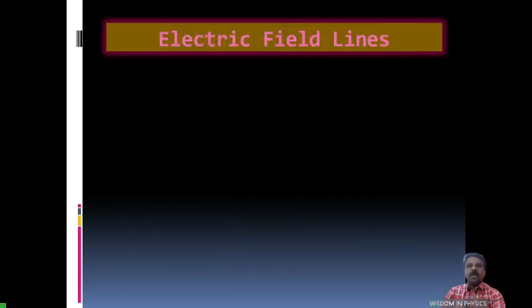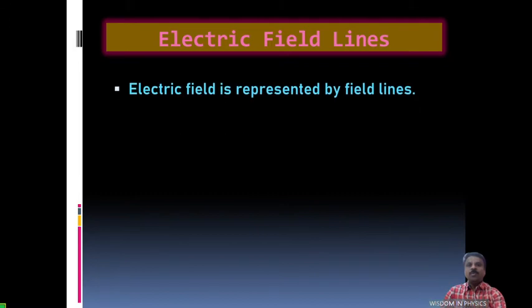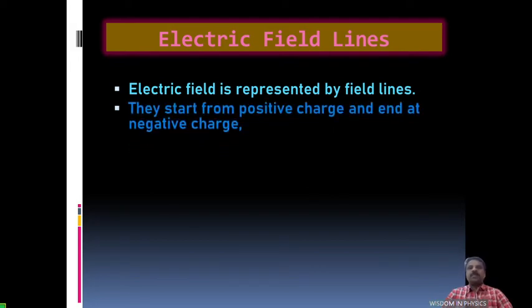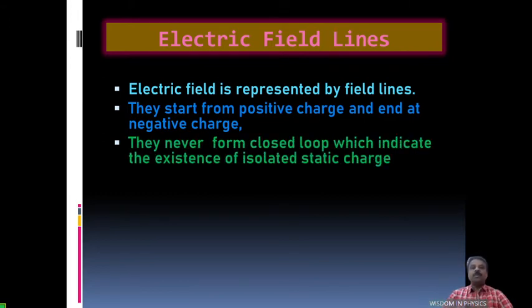Now let us discuss electric field lines. How to visualize the electric field? We cannot see the electric field, but we can explain the properties of the electric field with the help of field lines. Electric field is represented by field lines. They always start from a positive charge and end on a negative charge when we have both positive and negative side by side. But they never form a closed loop, which indicates the existence of isolated static charge.